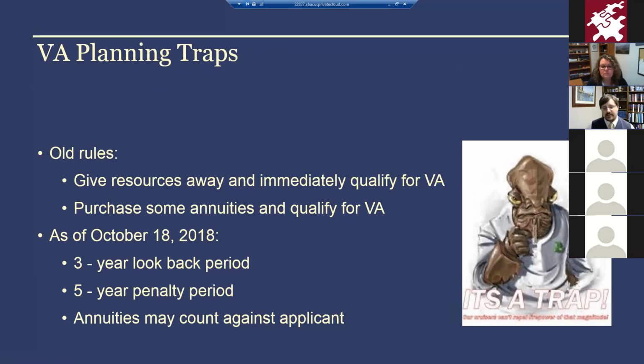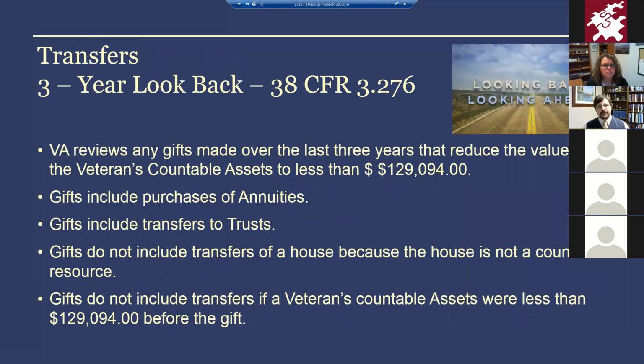And then annuities can also count against the applicant. What happened was there were some companies that were selling annuities and creating trusts that the VA felt was taking advantage of veterans. And so in those new rules, they really tried to regulate out the ability for people to take advantage of veterans in that way. So let's talk about the look-back period first.